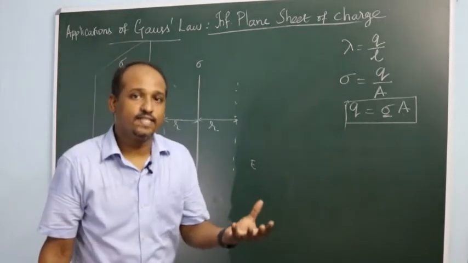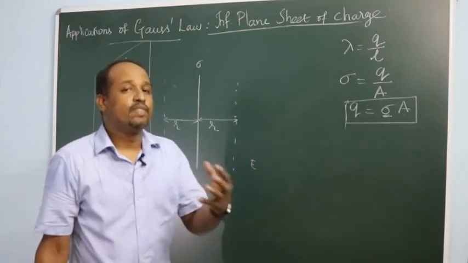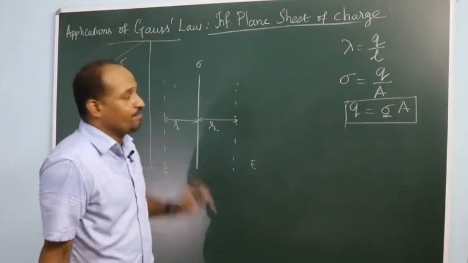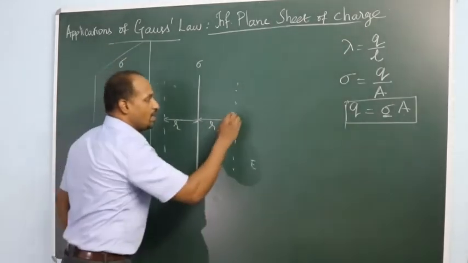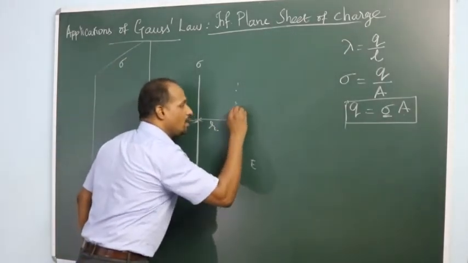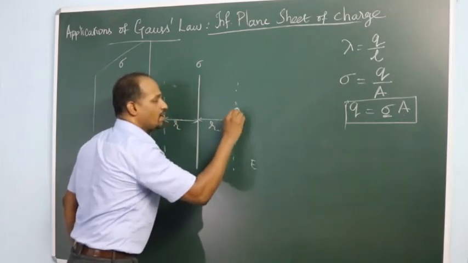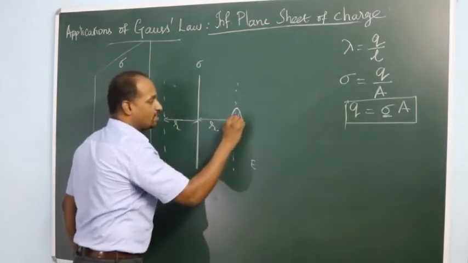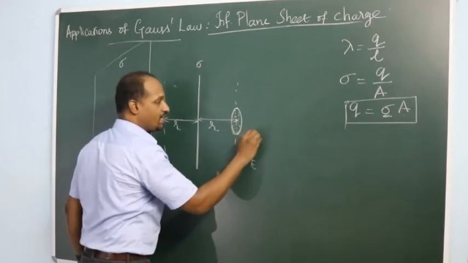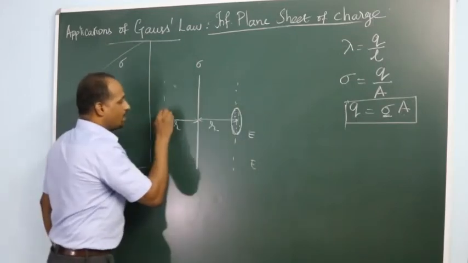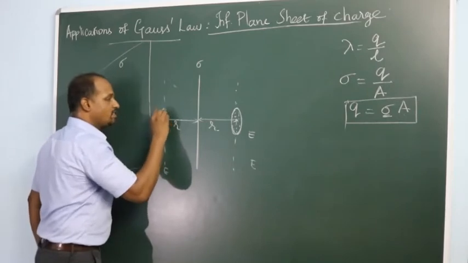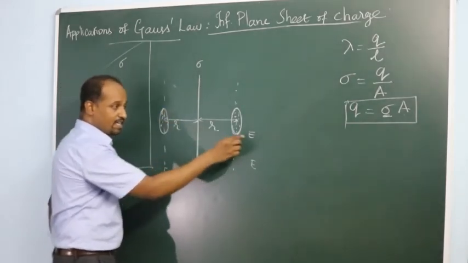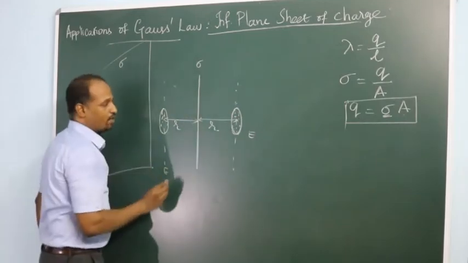A Gaussian surface is an imaginary surface that we assume in order to conveniently apply Gauss's law. So what we are going to do is choose a circular area where all points are equidistant from the sheet of charge, so all points have the same electric field E. E is what we are supposed to find out.